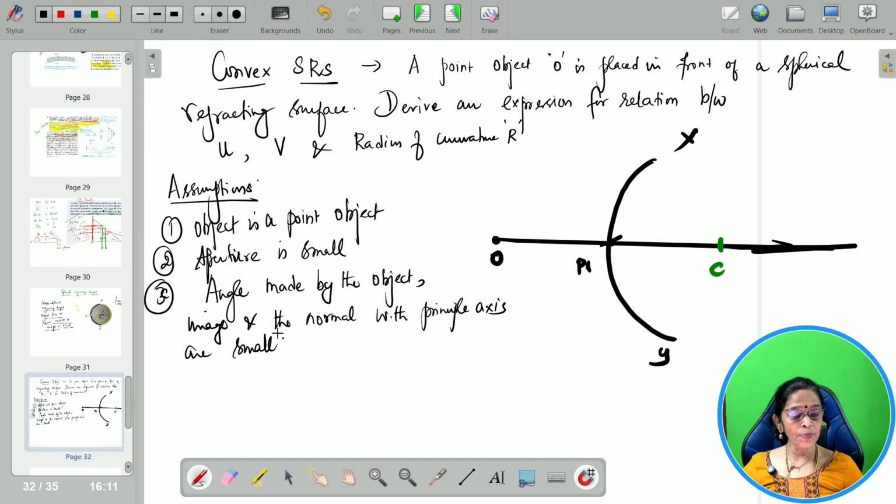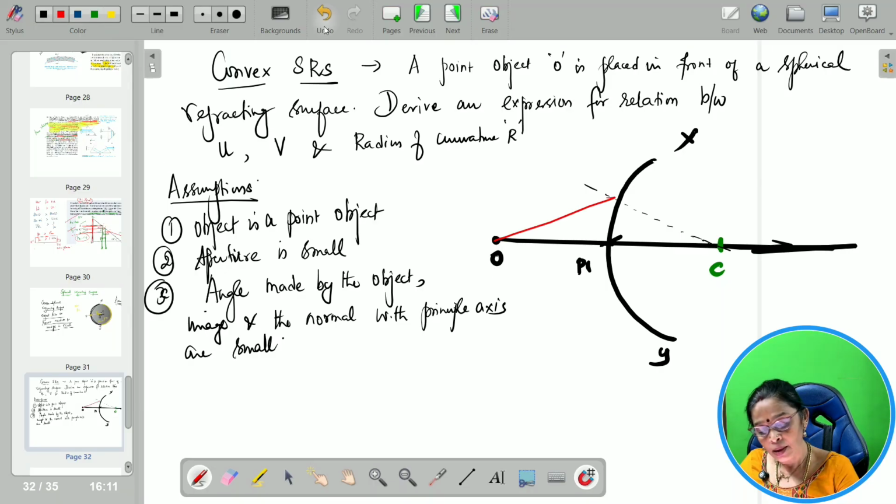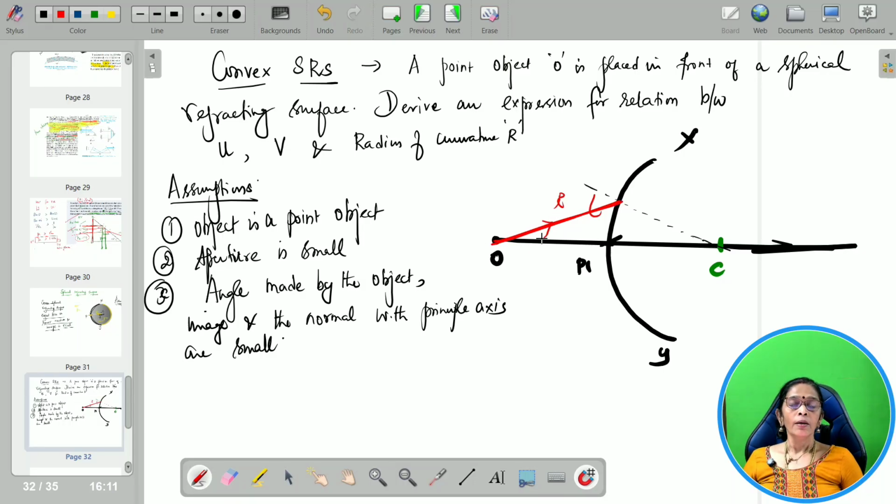So, I have taken the assumptions into account. Now, I am going to draw the ray diagram. First, the normal always passes through C, so this is the normal which is passing through C. Now, the ray of light from the object hits the normal at an angle i. After that, the ray of light travels from the rarer medium to the denser medium, because I have already told you this is a glass sphere.